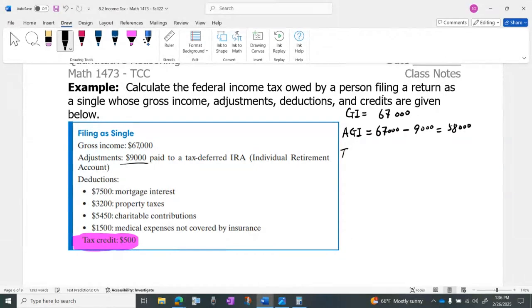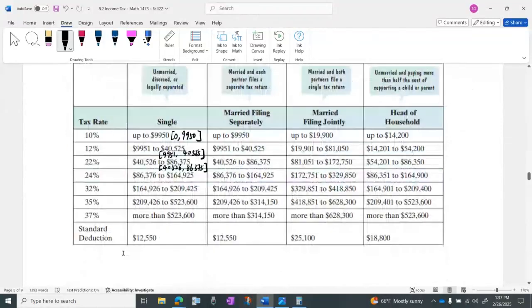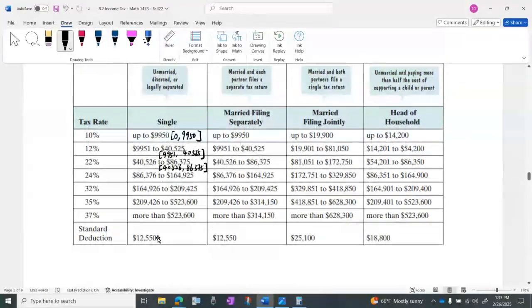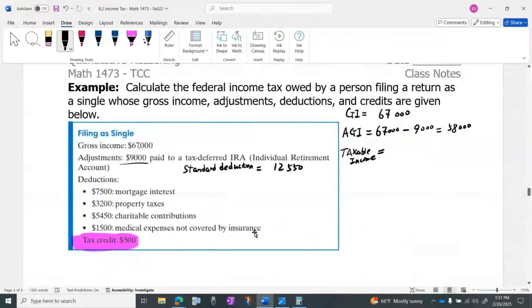And taxable income. We need to compare his standard deduction and itemized deduction. His standard deduction is $12,550. You wonder, where do you get that? From this table. As a single person, he filed as a single, his standard deduction is $12,550. That is determined by the government. So that's his standard deduction.